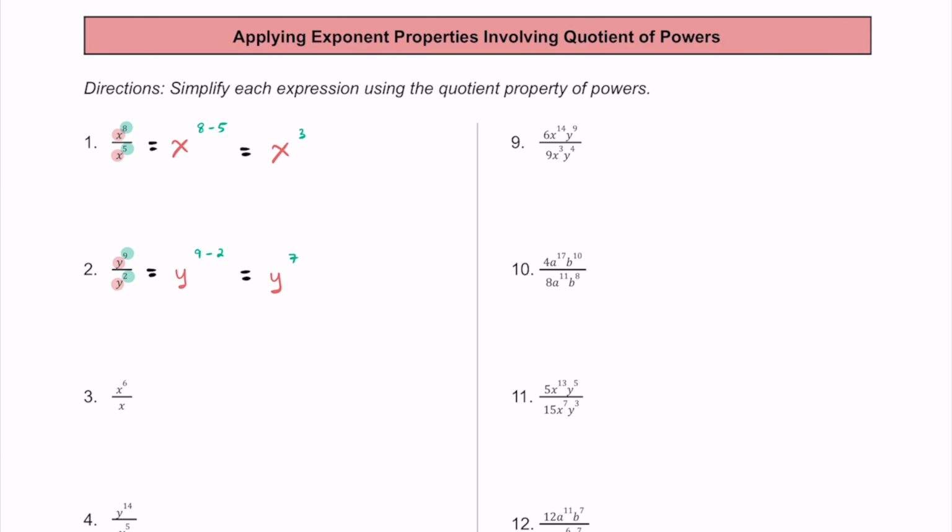In number three, we have another similar expression, but we have these bases of x instead of y's. And now if you don't see an exponent on the denominator, keep in mind there's an invisible 1, so that's x to the first power. Since they have the same base of x, we can use that quotient property and subtract 6 minus 1 for those exponents. So this is going to be x raised to the 6 minus 1 power. Now 6 minus 1 is going to be 5, so our simplified expression here is going to be x raised to the 5th power.